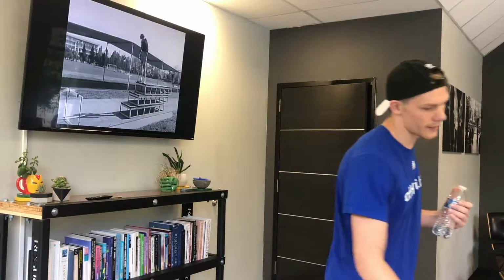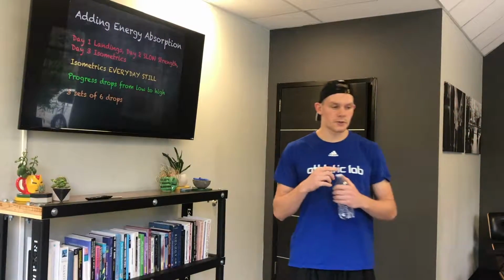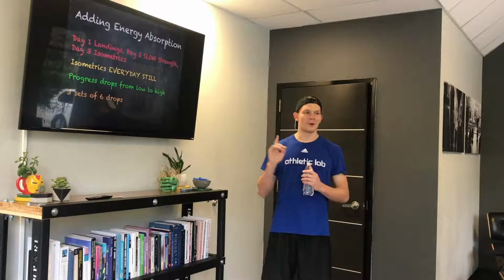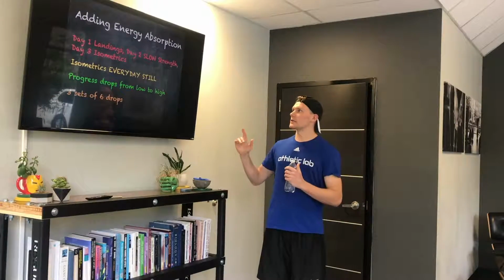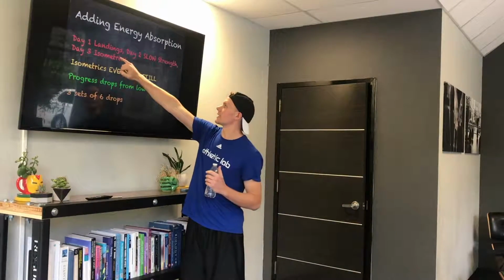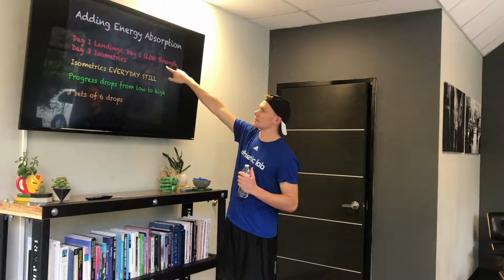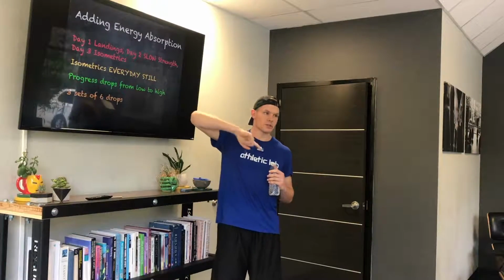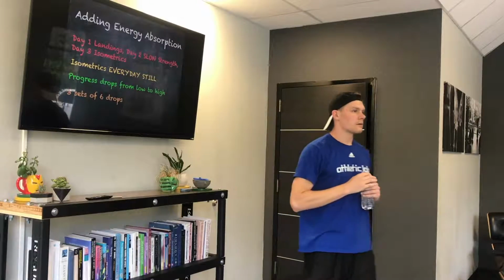So typically what I do is I start them on a low box, progress the box up, and then progress from double leg to single leg. Okay, because that's going to get you most prepared to handle the next load. This is where most people screw up because they add in stuff too quickly. So how we're going to do this, guys, is we're going to have 1 day of landings first, 1 day of slow strength and 1 day of isometrics, and then we're just going to repeat that over and over and over again.